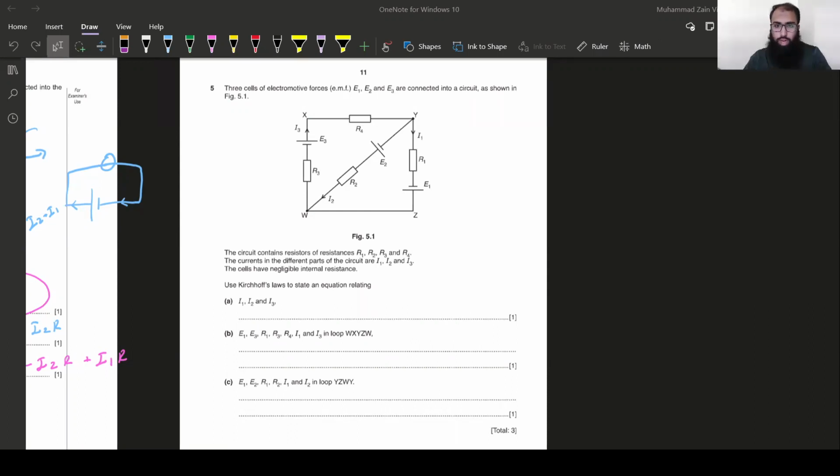Okay, so I do know that at some point all these currents are merging. If I take point W as my node, the current coming into it is I1. Kirchhoff's law says the sum of currents entering the node equals the sum of currents leaving the node. So the sum of currents entering node W is I1 plus I2, and the current leaving node W is I3. So that's what I write: I3 equals I1 plus I2. That would be my answer.